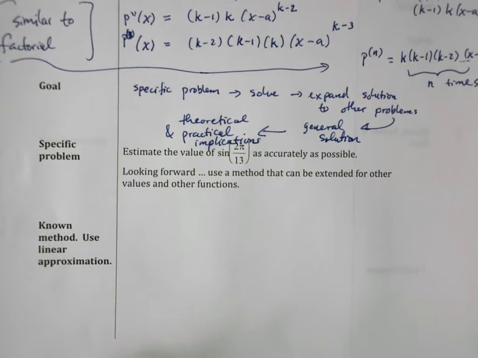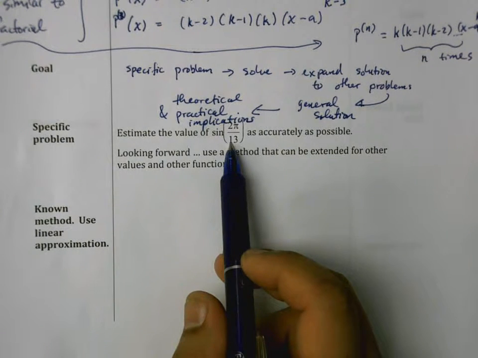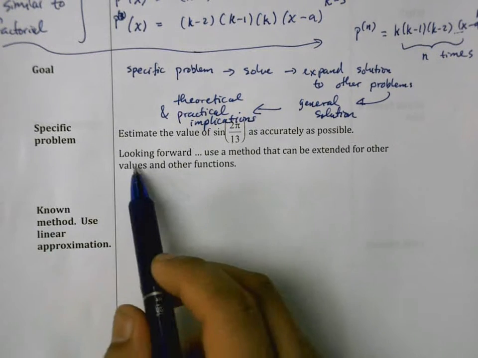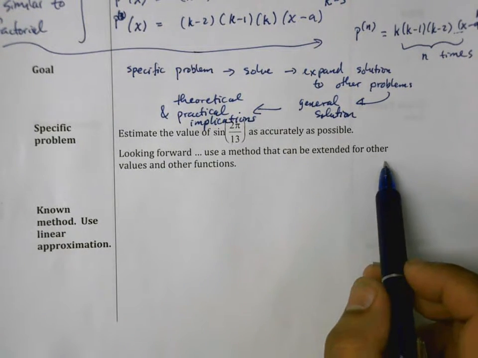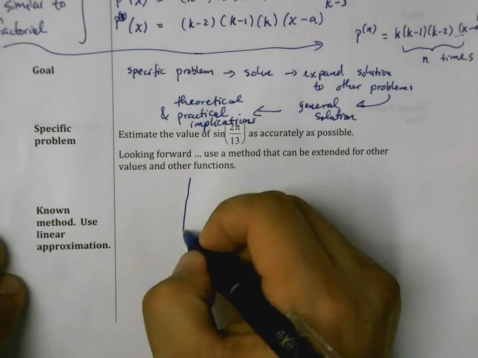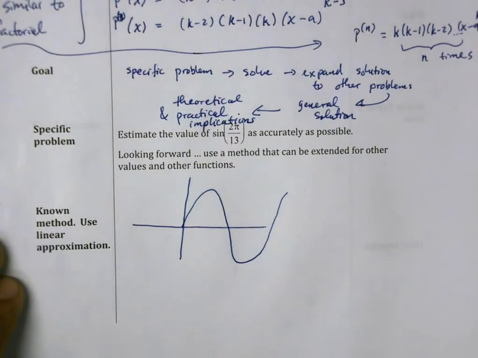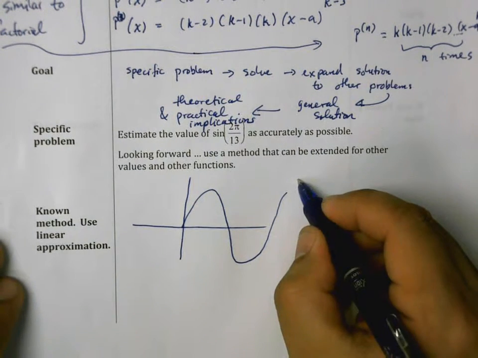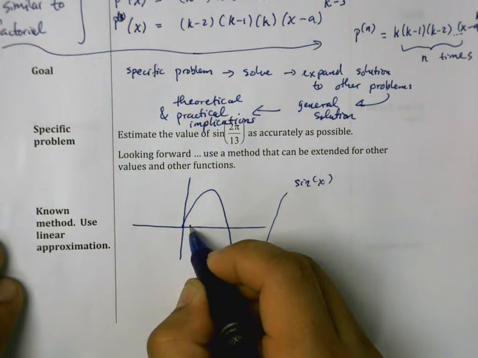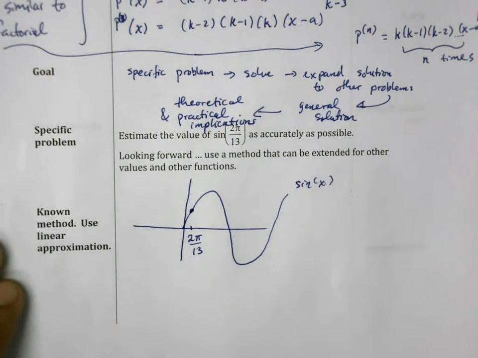So let's proceed onwards. First, we have our specific problem. Estimate the value of sine of 2 pi over 13 as accurately as possible. And we want to use a method that can be extended for other values and other functions as well. I know some of you are thinking, why don't we just plug this into a calculator? But the goal here is to understand how calculators work. So here's the sine function, and 2 pi over 13 is somewhere over here, and we want to know what is that value.